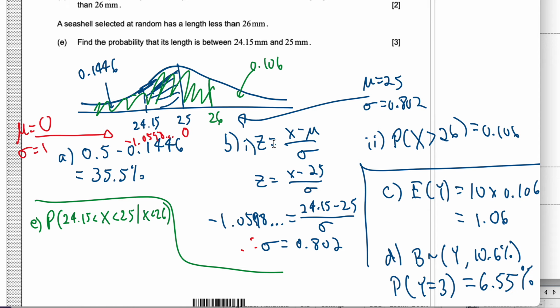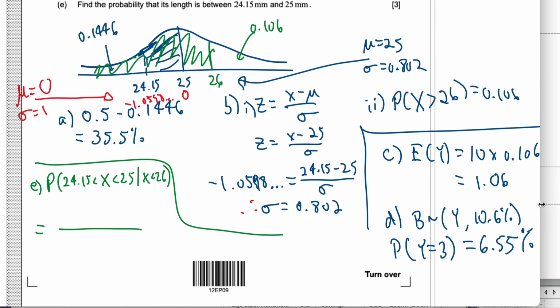But let's just go with the denominator needs to be this whole green area less than 26, which is this part, x is less than 26. And that is 100 minus 10.6%, because this is 10.6%, and the numerator is just this little part here, which is 35.5%. Okay, so let's just work that out.